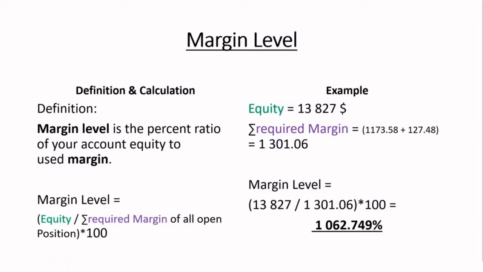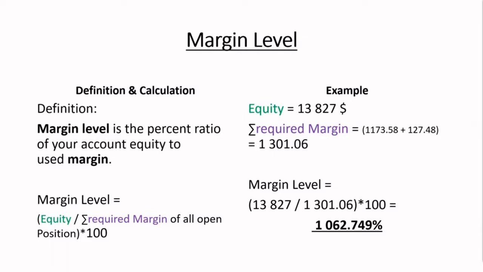So, as you remember, we found out how to calculate used margin. Now, we have to put this in an equation to understand the margin level. So, margin level equals equity divided by the sum of required margin of all open positions multiplied by 100. Let's take this on our example. Our equity is $13,827.